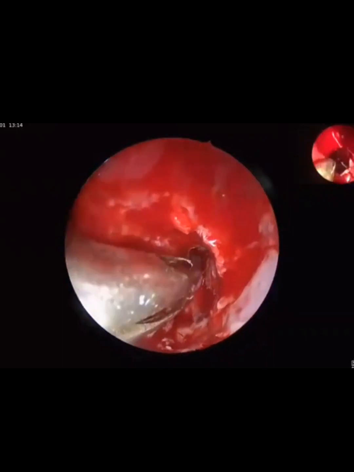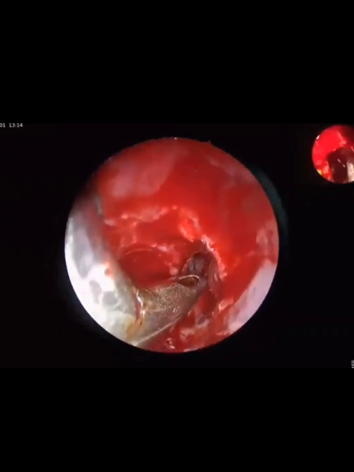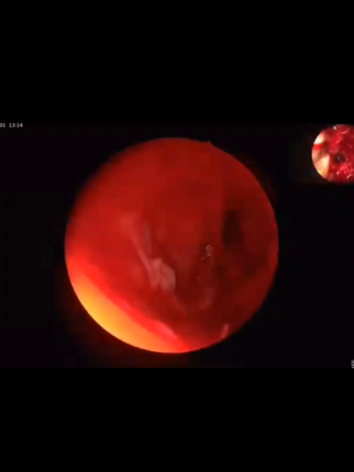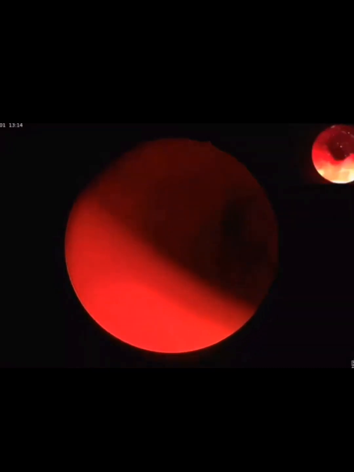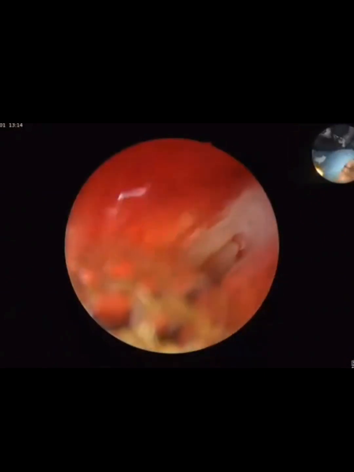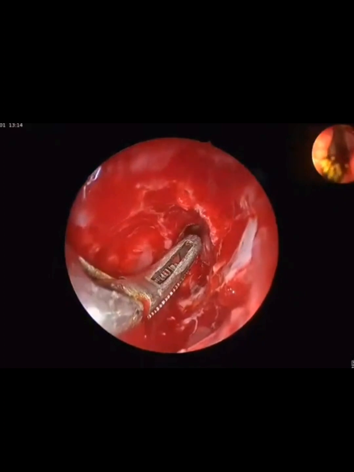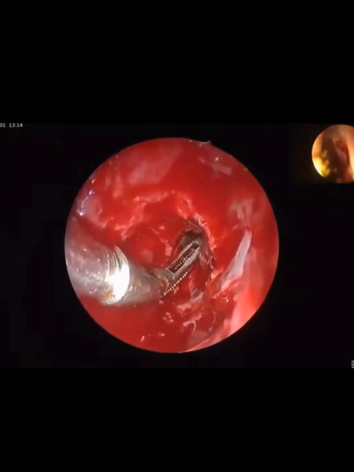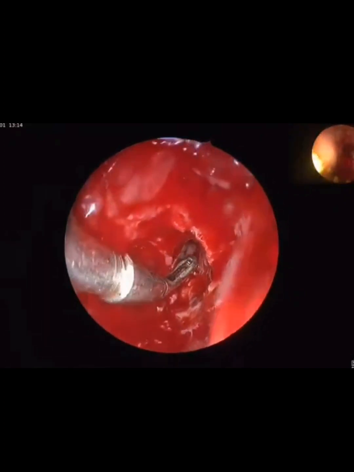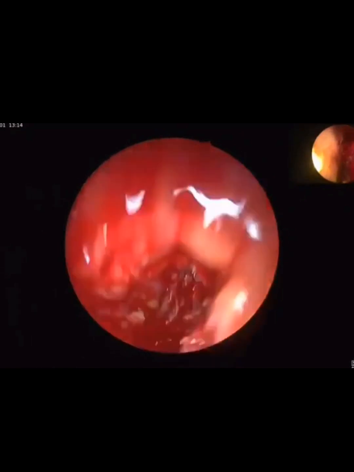It is just showing the frontal beak. It's not reaching. Hitesh, wait, sir. I will show you, sir. Let me remove this bone. Ball point scoop. Okay.